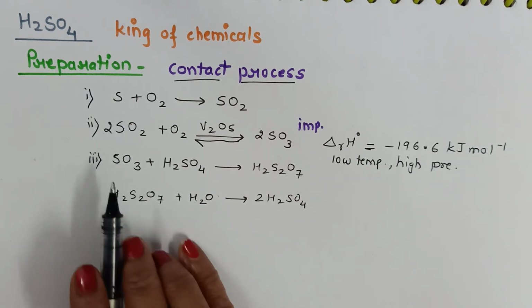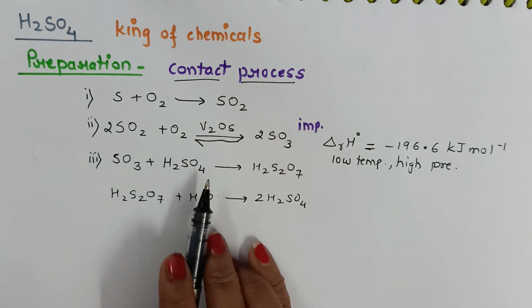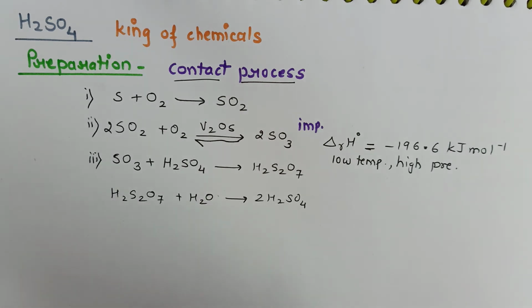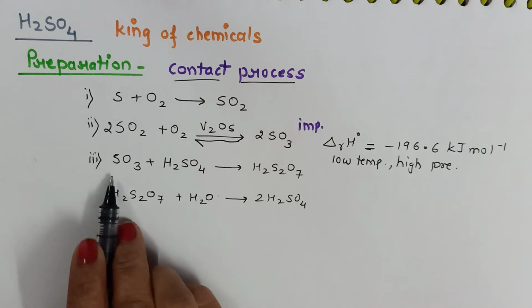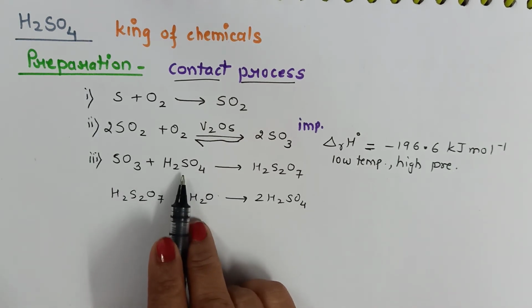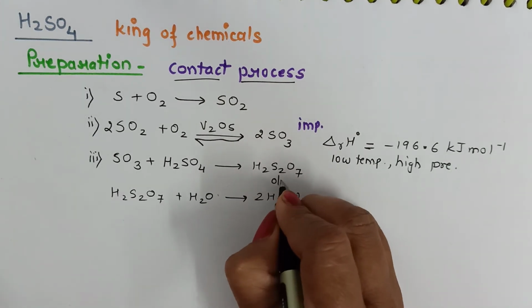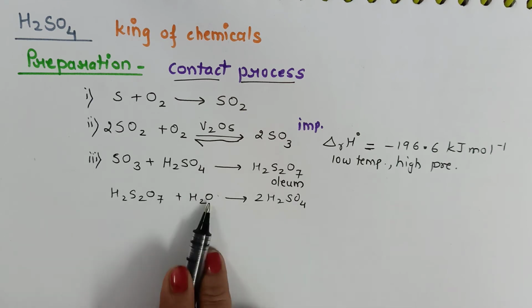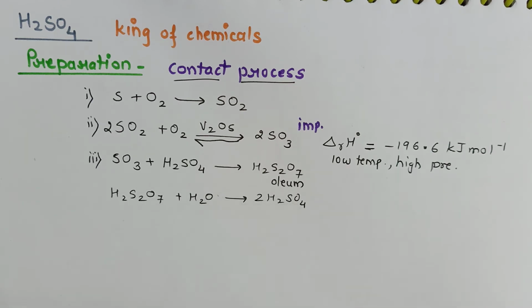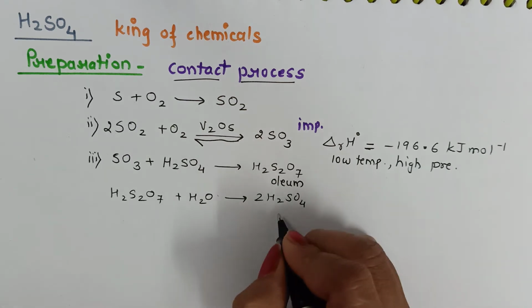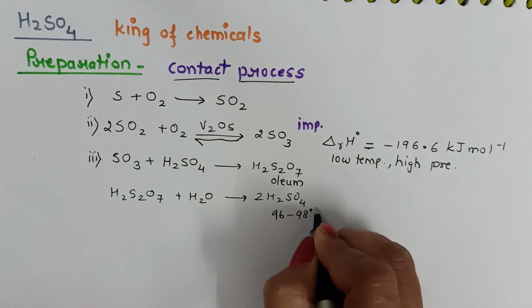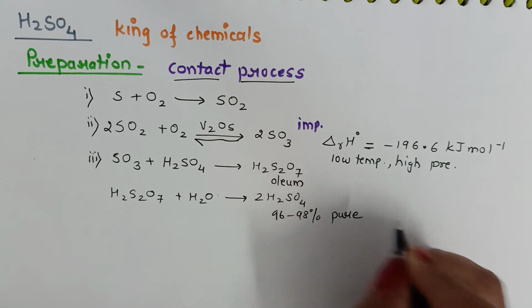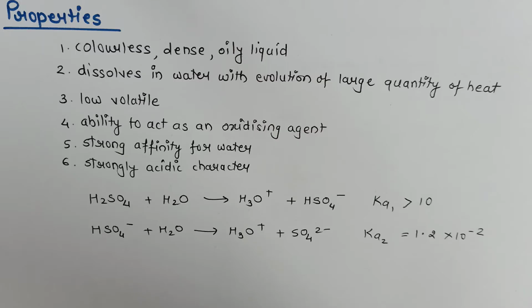Now this sulfur trioxide obtained is treated with 98% H2SO4. Actually, sulfur trioxide is absorbed in concentrated H2SO4 to produce oleum. Just now we have discussed oleum, pyrosulfuric acid. Now this oleum is diluted to give sulfuric acid. The sulfuric acid obtained by contact process is 96 to 98% pure. And therefore this process is an important one.